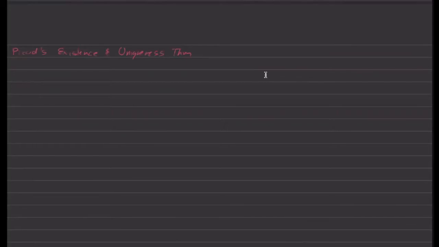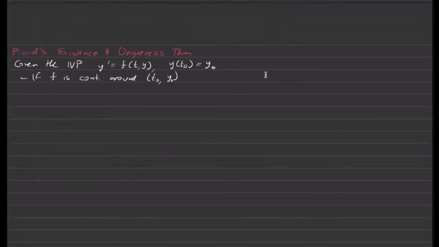So let's say you're given some initial value problem. You're given the IVP that y prime is equal to some function f of both t and y, and you're given the initial condition that y of t naught is equal to some value y naught. What you can say about this function is that if f is continuous around this point t naught, y naught, then you can say that a solution exists to your overall differential equation.